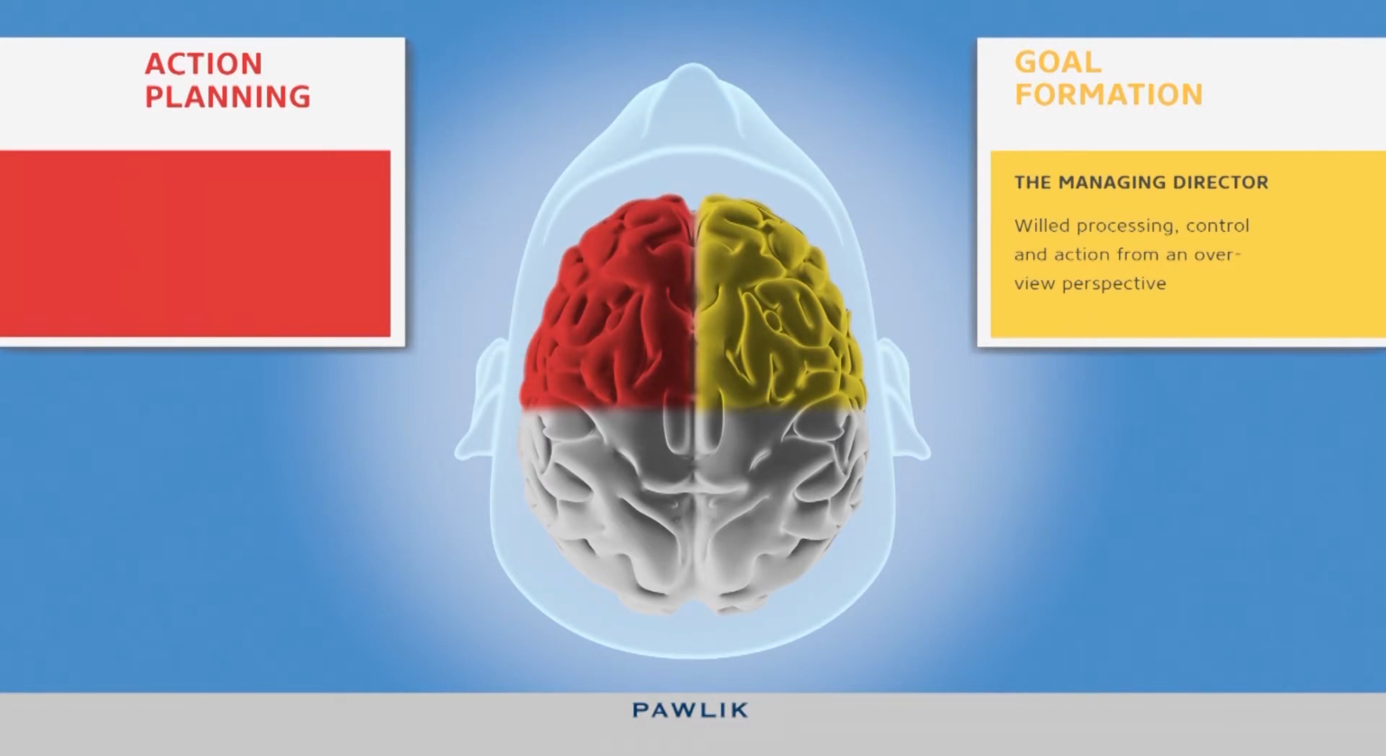How will I do it? What will I do next and/or later? In more simple terms, this brain system is also referred to as the logician. On the way from the formation of the goal in the managing director to the planning of the action in the logician, a first switch from the right side to the left side of the brain takes place.